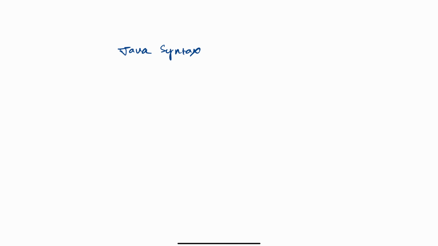Today's very first video is on Java syntax. First, we'll understand what is syntax. Syntax is the way we write the code so that our compiler will understand. This is very important because every language has its own way of writing the code.